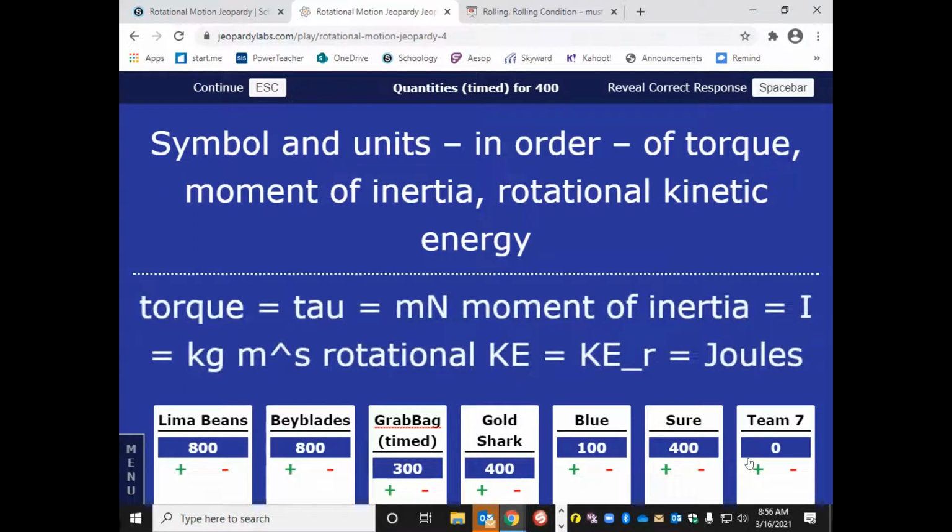Torque is tau. I couldn't type symbols on this, so torque is tau, which is meters newtons. Moment of inertia is iota, which is kilogram meter squared. Rotational kinetic energy is KER, which is joules. Okay. Kinetic energy is the one where it's the same as it is translational.